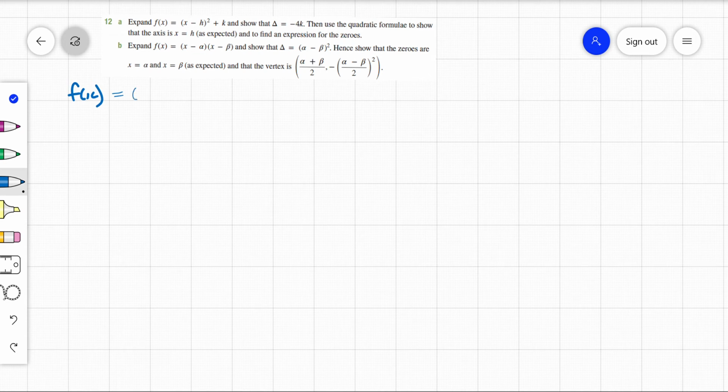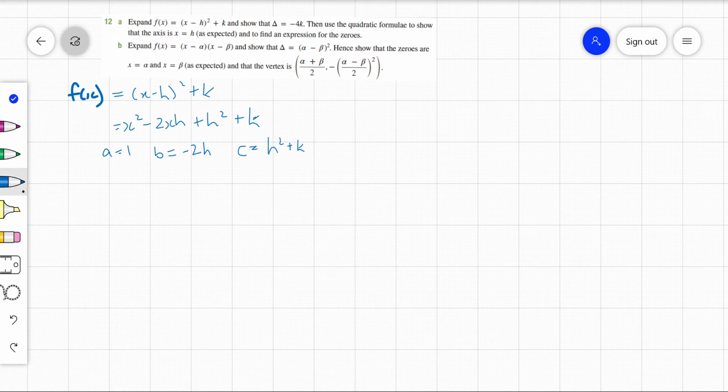f of x is (x minus h) squared plus k. So if we expand that, we square the first times double the product. We've got h squared, we've got k. So you can see if we were thinking of this as a quadratic, which it is, my first term, or my a value, is 1. My b value is in front of the x, so minus 2h. And my c value is everything else, so h squared plus k.